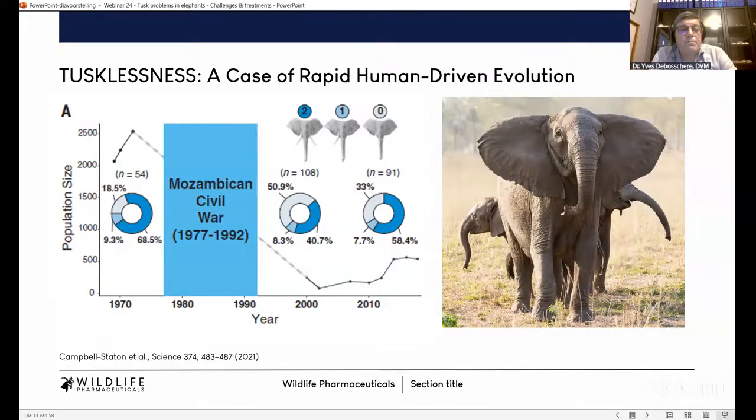And we saw in the Mozambican war that there was a rapid decrease of the population of elephants, because they hunted them for the ivory to finance the war. And what they saw is that afterwards, and even during the war, there was an augmentation of tuskless elephants. So more than half were tuskless, and these were not shot for their ivory, and they could keep on living. But afterward, we saw that the tusked animals went up again. Of course, tusklessness at that time was very convenient to not be shot during the war.